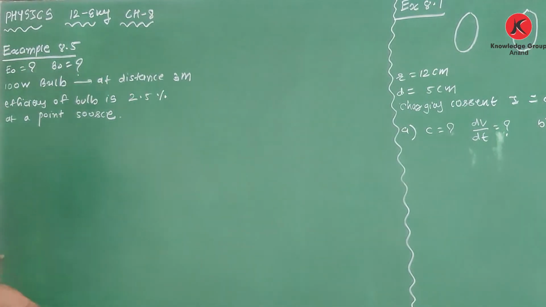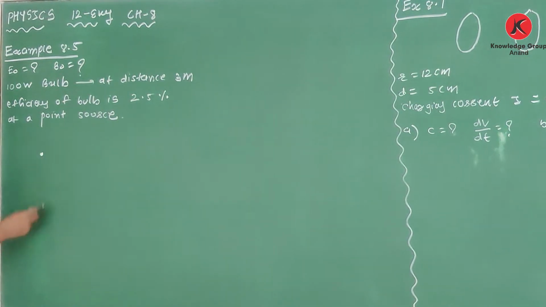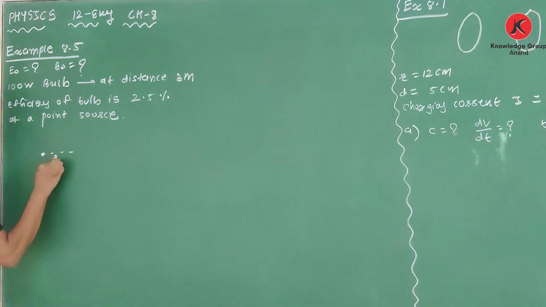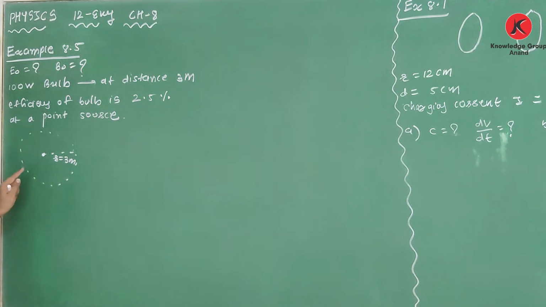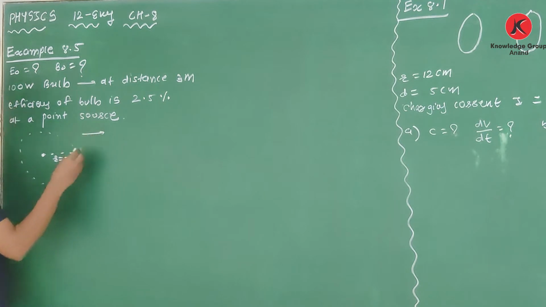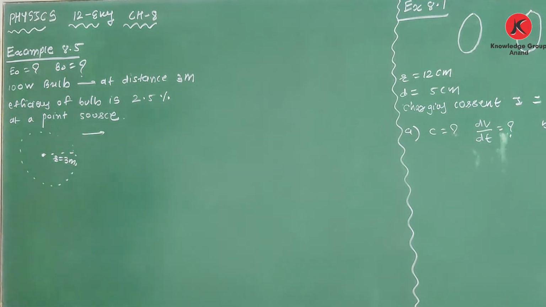So if I consider the bulb as a point source, at distance R is equal to 3 meter at each and every point in all directions, I can assume a sphere. So 100 watt bulb at distance 3 meter, efficiency of bulb is 2.5%. So I will find intensity, but to find intensity, first of all, I have to find its area.